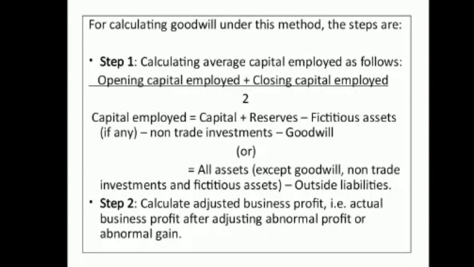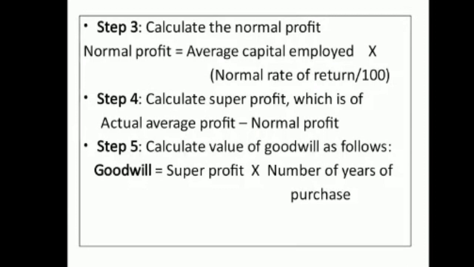Then the next step is to calculate the adjusted business profit, excluding the gains and including the abnormal losses. Step 3: now we know what a normal profit is. That profit has to be calculated with the average capital employed that we found in step 2, multiplied by the normal rate of return, which will be given in the sum itself.